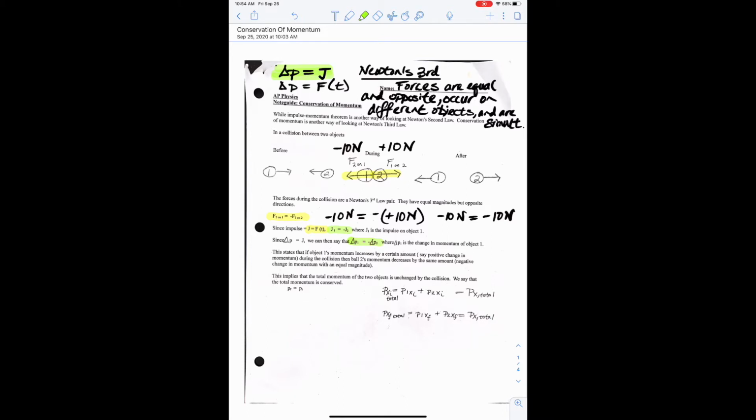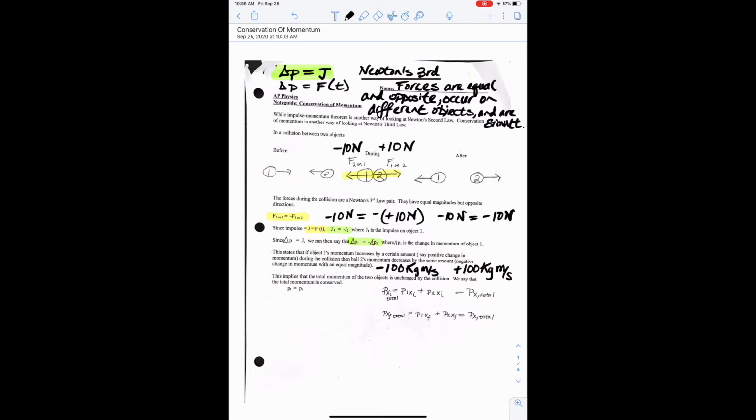And so what this states is that if object 1 increases its momentum by negative 100 kilogram meters per second, then object 2 will increase its momentum by positive 100 kilogram meters per second. And so in this way, momentum is conserved.